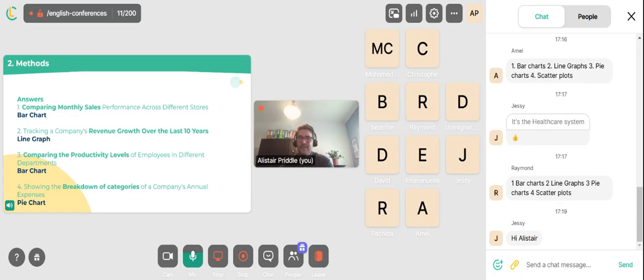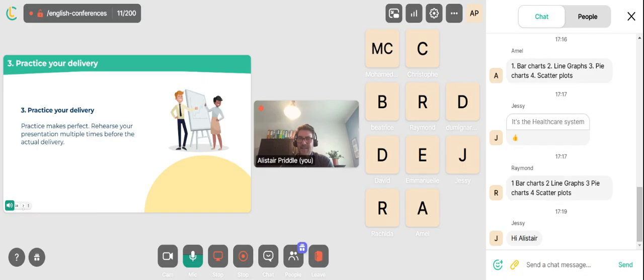Okay, well, let's continue. We have a little bit more to look at in today's lesson. So our third tip here is to practice your delivery. Practice makes perfect. Rehearse your presentation multiple times before the actual delivery.